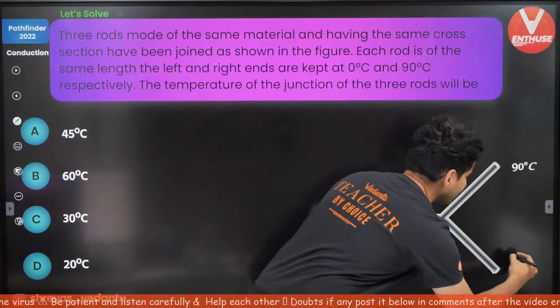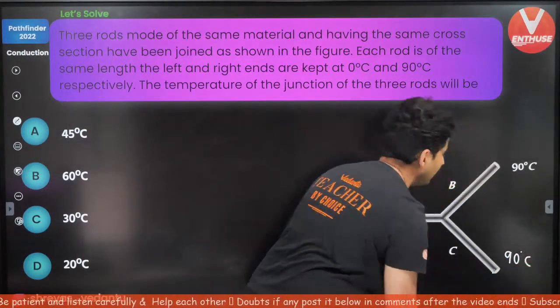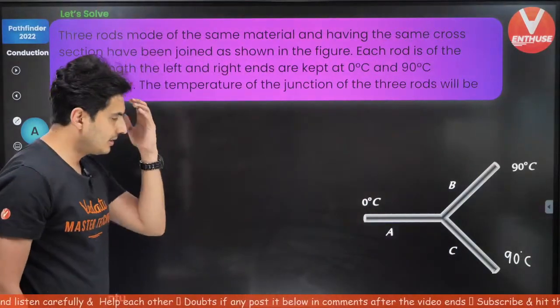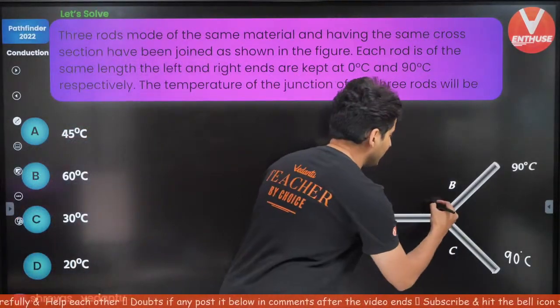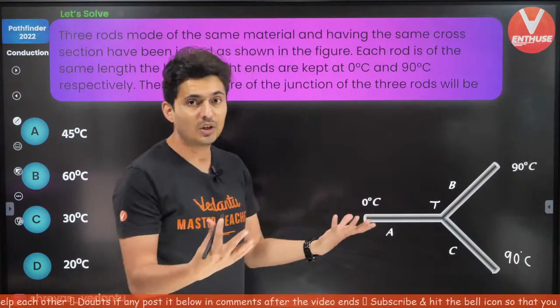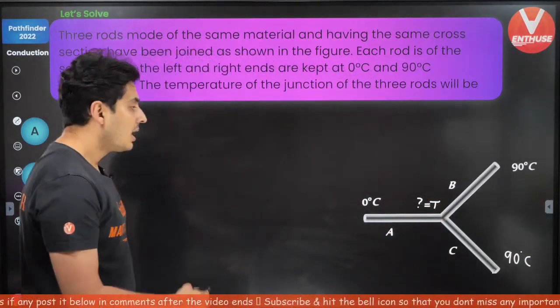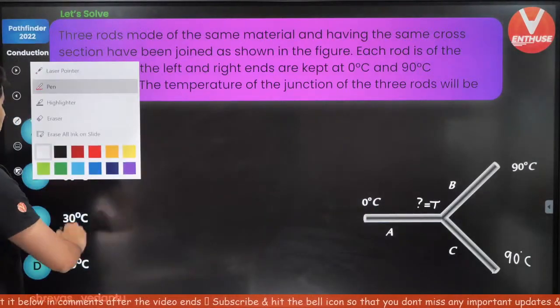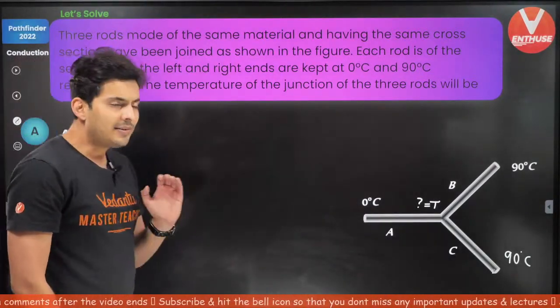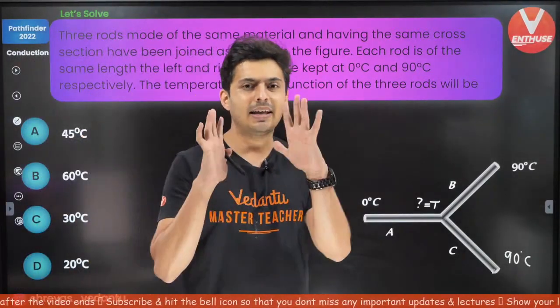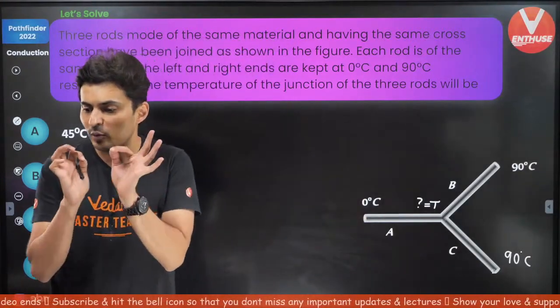The right side is kept at 90 degrees centigrade. First thing, in order to find the temperature of this junction, which I do not know, this T itself is a big question mark. How are you going to approach the problem? I feel we should approach it something like current electricity. That will make it very, very easy.